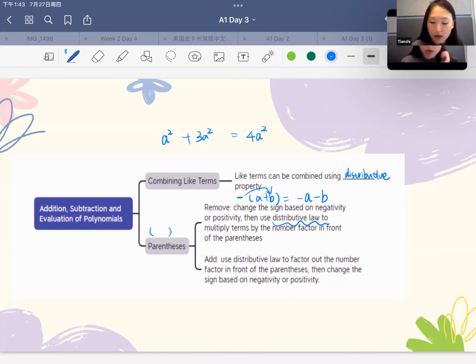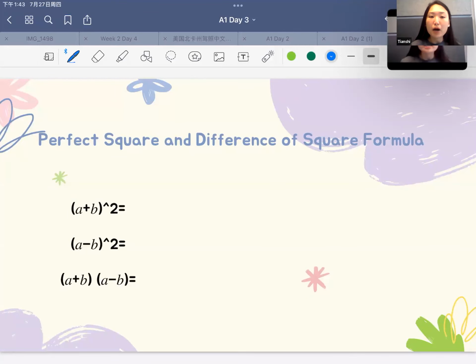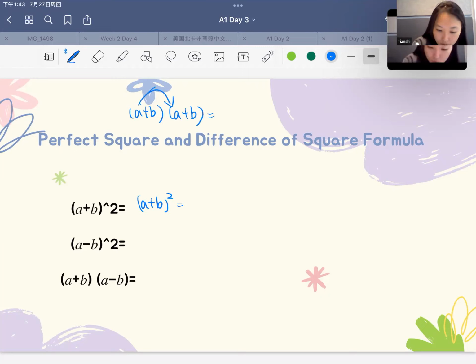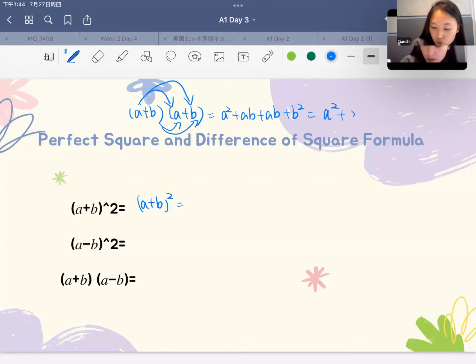Okay, and we also have three important formulas, which are the perfect square formulas and the difference of squares formula. The first one, (a plus b) squared. For this one, we need to do the calculation. (a plus b) squared means (a plus b) times (a plus b). Then we use the distributive law of multiplication. So it's a squared plus ab, and then ba, which is ab as well, and also b squared. So the result is a squared plus 2ab plus b squared, right? So a squared plus 2ab plus b squared.